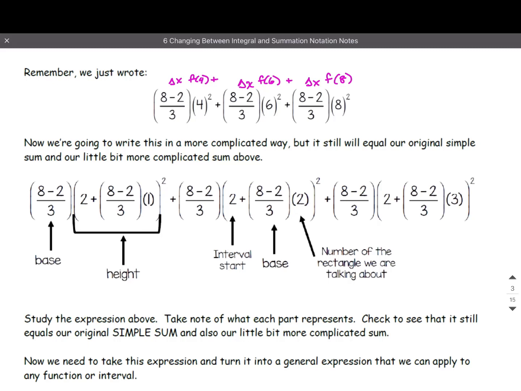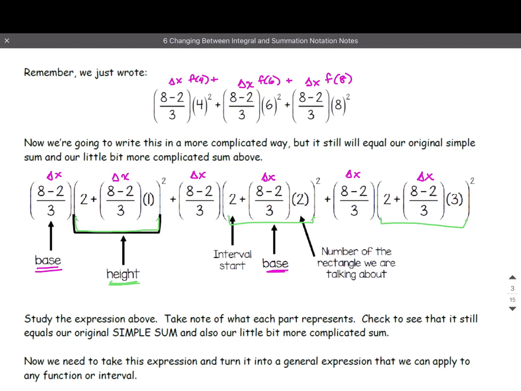Now we're going to write it in an even more complicated way, but it's still going to equal our original simple sum. It's just going to look different. So this is still our base, delta x, and it's in every single term, right? But you'll notice it's in there twice. So this was our base. Now our height here is all of this term in each one of these. Now, what is making up that height? Now, notice what they did. I think you can notice this right here, the 8 minus 2 over 3. That's the base. That's the delta x again, right? And there's another delta x in each of these.